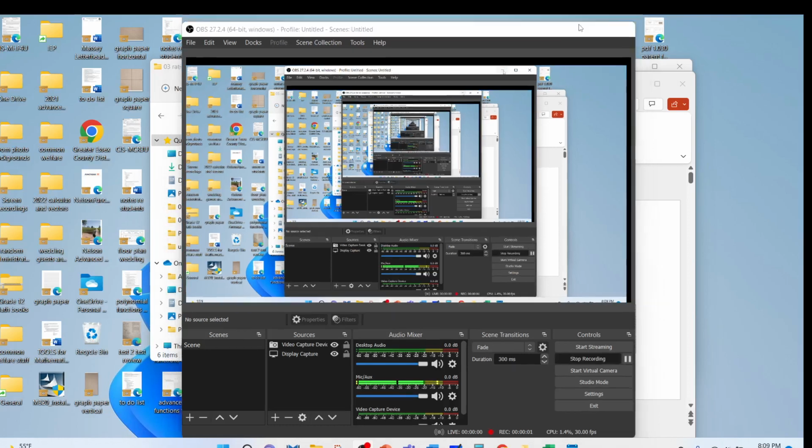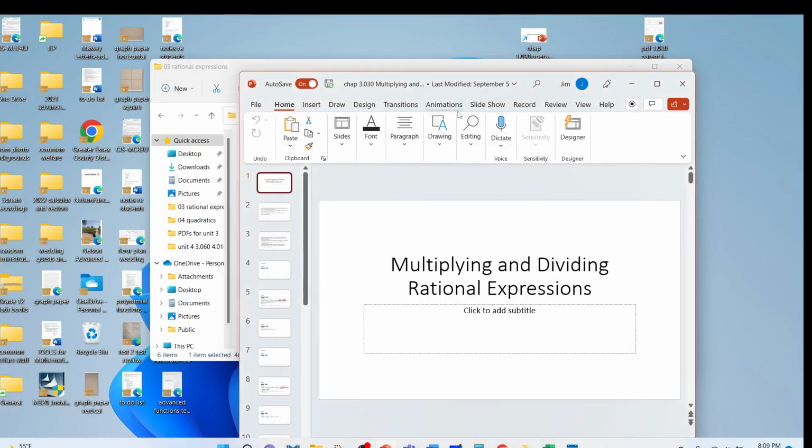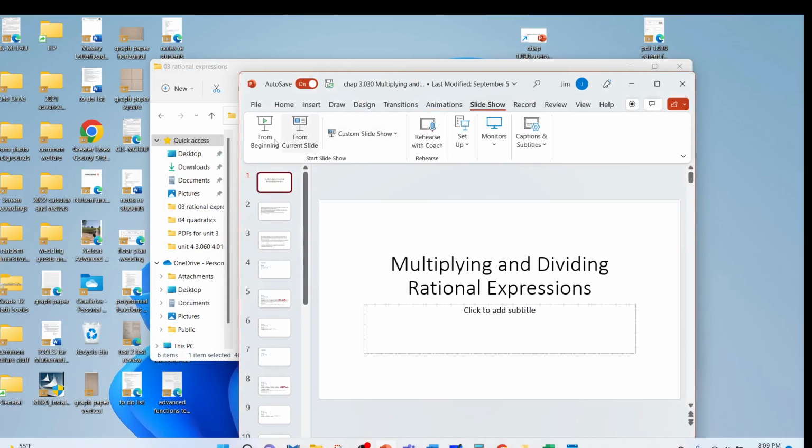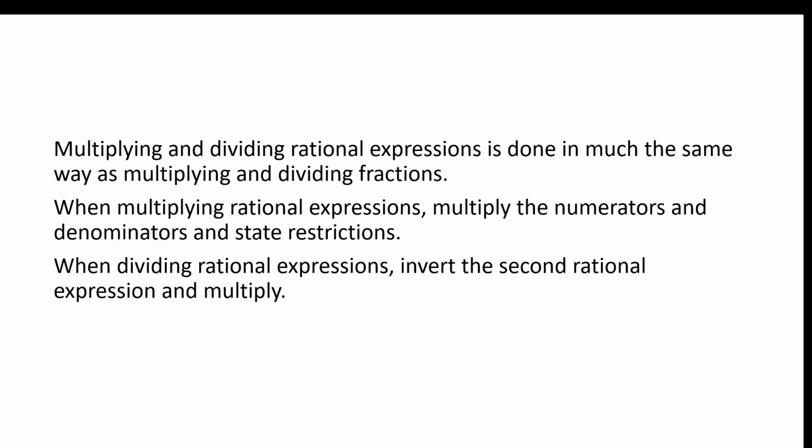In this video, we're going to talk about multiplying and dividing rational expressions. Multiplying and dividing rational expressions is done in much the same way as multiplying and dividing fractions. When multiplying rational expressions, multiply the numerators and denominators and state restrictions. When dividing rational expressions, invert the second rational expression and multiply.